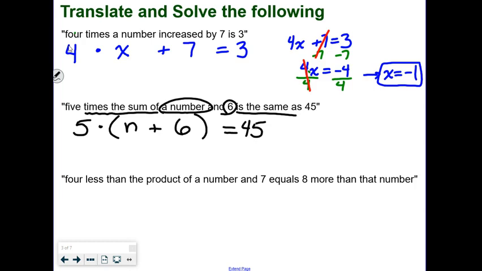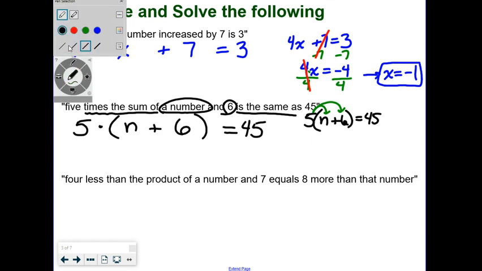Okay. And I'll condense that into a little tighter equation here. 5 times the quantity n plus 6 equals 45. And this could be a two-step equation or a three-step equation, depending on how you do it. Because that 5 is being multiplied on the outside of parentheses, you could divide by 5 first and go from there. But I think I'm going to show the distributing move. So if you distribute 5 first, that's also fine.